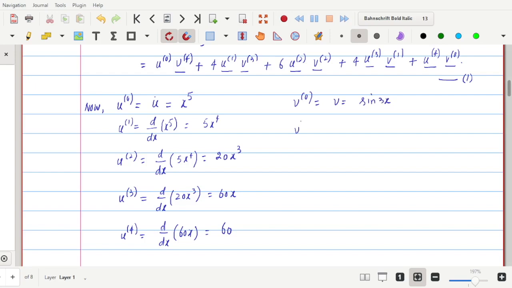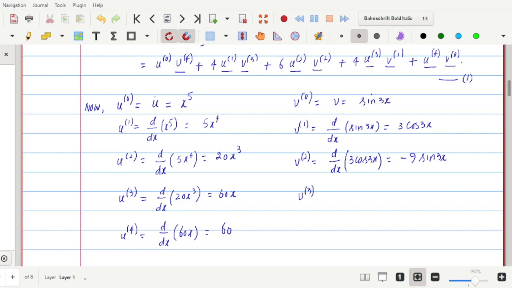Then the first derivative of v is equal to the derivative of sin 3x. Now as we know, the derivative of sin is cos, so it is equal to cos 3x into the derivative of 3x, which is equal to 3. And now the second derivative of v is the derivative of 3 cos 3x. Now the derivative of 3 cos 3x accordingly will be equal to minus 9 sin 3x.